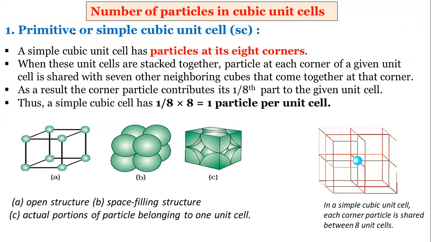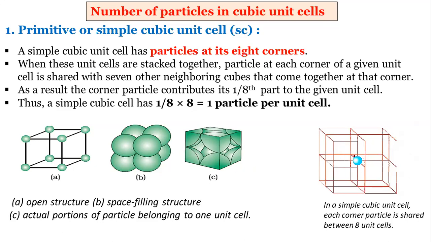First we will consider the primitive or simple cubic unit cell. See this diagram, there are 3 diagrams, shown as A, B, C. In diagram A, it is an open structure. This is diagram B, the space filling structure, where the actual spheres are shown. And this is structure C, in which the actual portion of the particle belonging to one unit cell is shown, meaning one unit cell contains this much portion. It is shown with figure C.